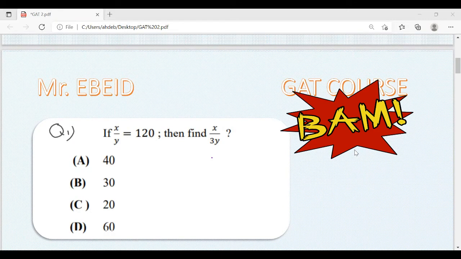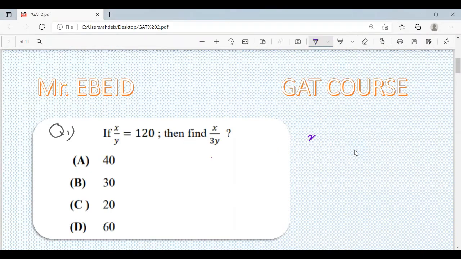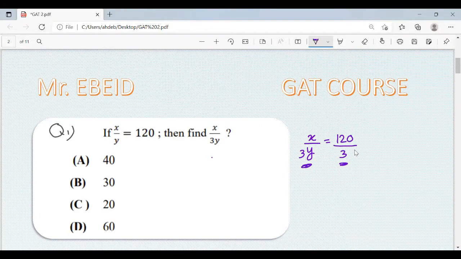Let's start with the first question. If x over y equals 120, then find x over 3y. We have an easy method to solve this question. If we have x over y equals 120, just divide it by 3 for both sides. So we have x over 3y equals 120 over 3. You know that 12 divided by 3 equals 4, and write down the 0, so the answer is 40.